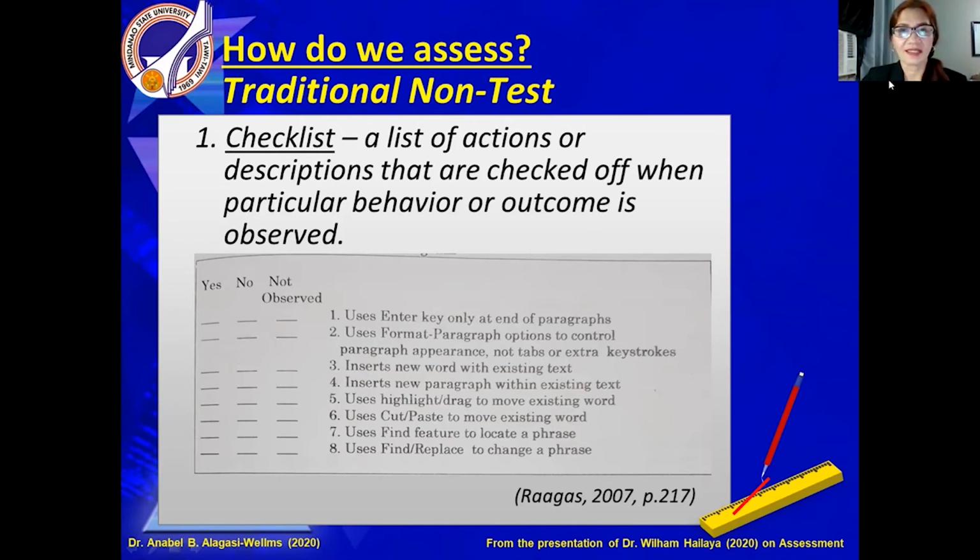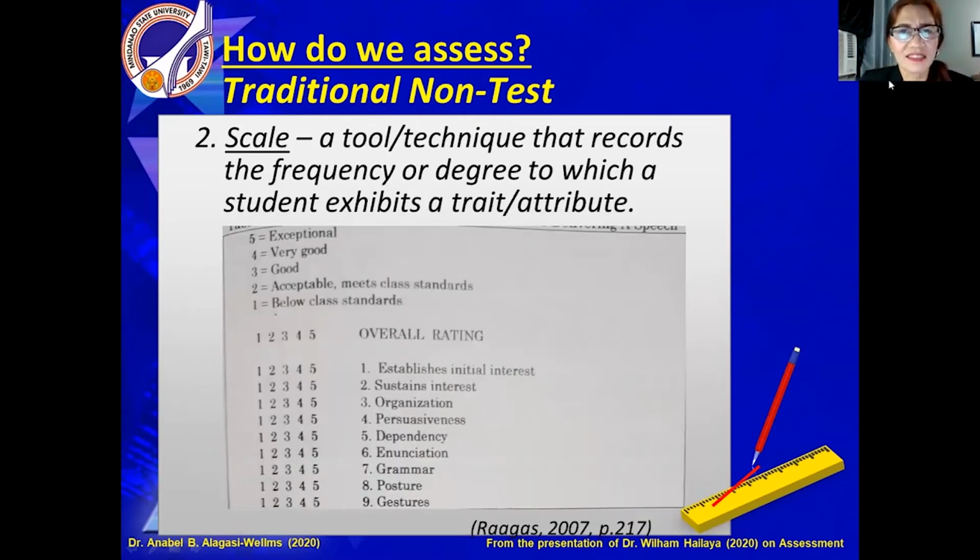Considered as traditional non-test. Another is a scale. Look at this. This is a tool or technique that records the frequency or degree to which a student exhibits a trait or an attribute. For example, the scale is 1 to 5. 5 is the highest, considered as exceptional, and 1 is the lowest, considered as below class standards. So you have their overall rating. There are statements like establishes initial interest. What's your rating? Is it 1, 2, 3, 4, or 5? That's a 5-point scale. This is considered as traditional non-test.